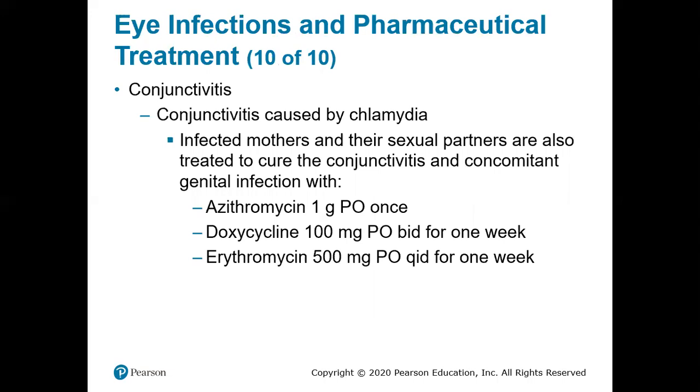Infected mothers and their sexual partners are also treated to cure the conjunctivitis and concomitant genital infection. I'm sorry about the struggle there, y'all. Azithromycin 1 gram by mouth once, or doxycycline 100 milligrams by mouth twice a day for 1 week, or erythromycin 500 milligrams by mouth 4 times a day for 1 week.